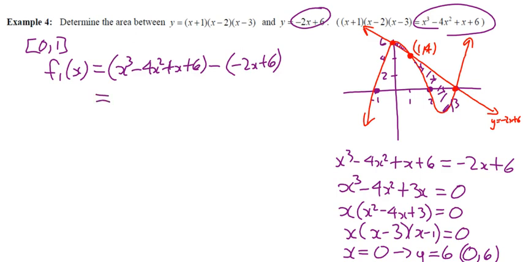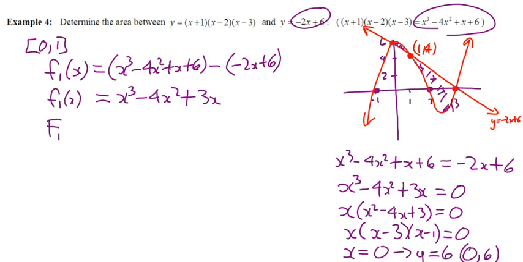Okay, so just simplify that. What do we got? x cubed minus 4x squared, that's going to add plus 3x. Plus 3x. Done. Okay, so that's f1 of x.